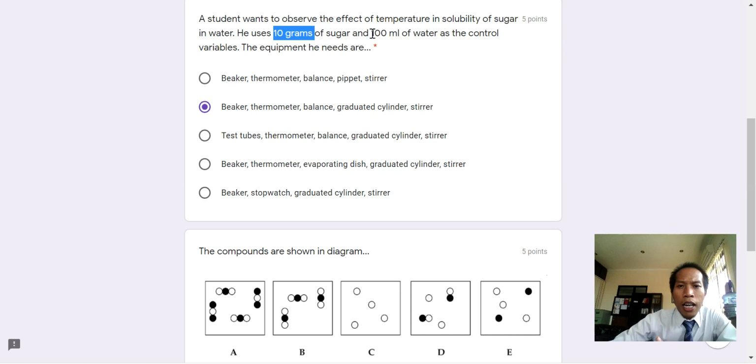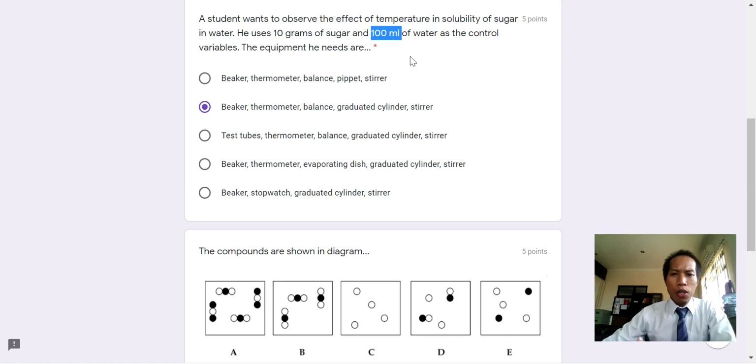So the first thing you need is a balance, to measure 10 grams. And then 100 milliliters, this amount of water can be taken by using the graduated cylinder. You don't need a pipette or any other small scale, because 100 milliliters is a big scale, so a graduated cylinder is enough. So balance for 10 grams and graduated cylinder for 100 milliliters.